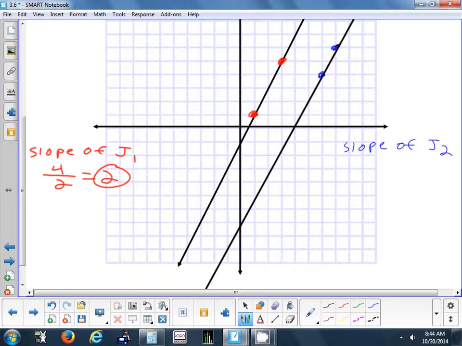Okay, what's the slope of J2? What's the rise? What's the run? Alyssa? 2 over 1. Yep, it's 2. Up 2, right 1. It has a slope of 2. So are those lines parallel? Yes, they are.